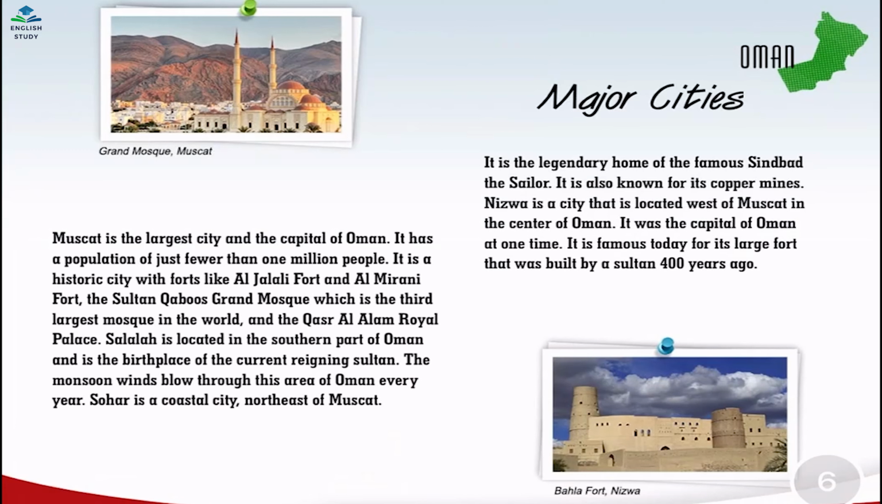Salalah is located in the southern part of Oman and is the birthplace of the current reigning sultan. The monsoon winds blow through this area of Oman every year. Suhar is a coastal city northeast of Muscat. It is the legendary home of the famous Sinbad the sailor. It is also known for its copper mines.